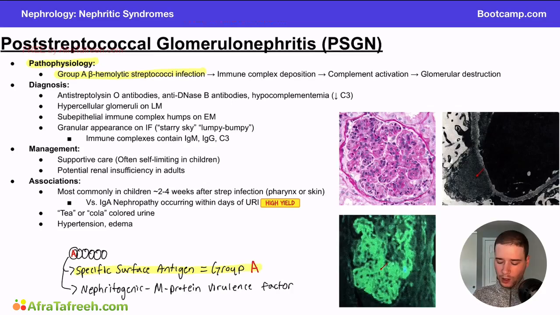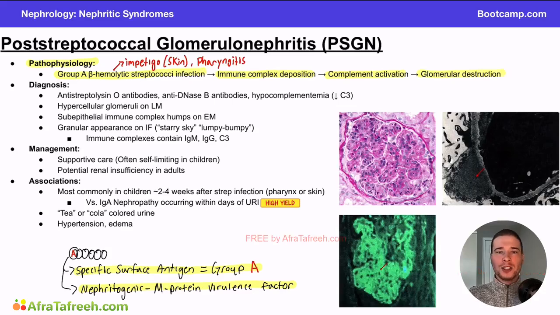What's important to know about this strain is that it's nephritogenic because it contains something called the M protein virulence factor. And what this is saying is that this particular strain is known to lead to things like nephritis. It's also important to note that this type of infection with group A strep typically follows a skin infection such as impetigo or a case of pharyngitis. So following these conditions, we can get this immune complex deposition that leads to complement activation and ultimately glomerular destruction.